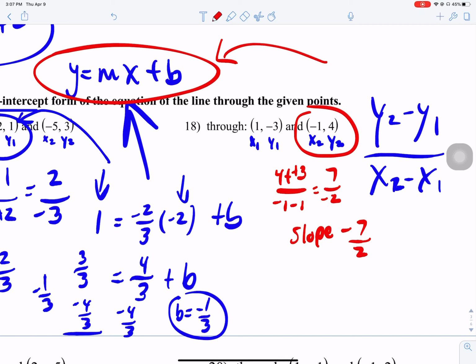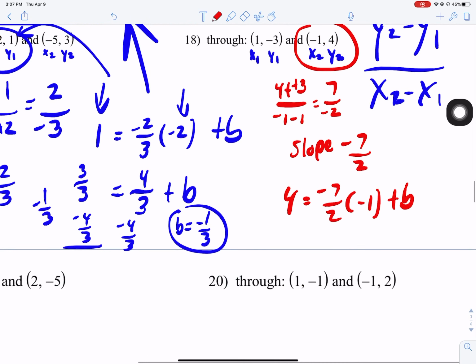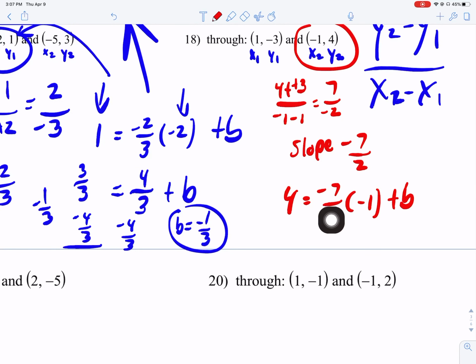Y equals mx plus b, slope-intercept form. And instead of y, I'm going to choose my y term, which is 4, instead of x negative 1. 4 equals negative 7/2 times negative 1 plus b. I don't know b yet. I can solve for it. So we're going to multiply negative 7/2 times negative 1, which is just positive 7/2, plus b equals 4. Subtract 7/2 on both sides.